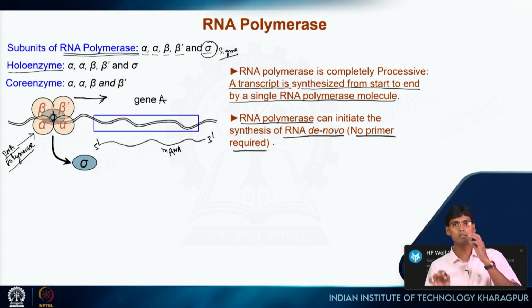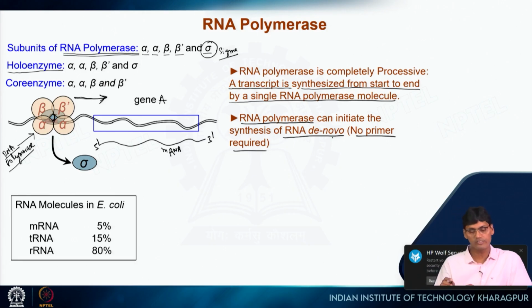That means RNA polymerase has the ability to directly start the process of transcription. That is why we are saying it has a de novo activity, de novo capability to start the RNA synthesis.